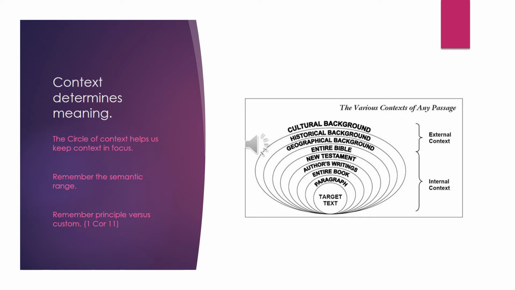We also need to remember the semantic range. The semantic range is important because a word in Greek does not necessarily transfer over to a word in English. So there may be several meanings for a word in Greek and several meanings for a word in English, and they may not transfer. So we have to remember the semantic range.